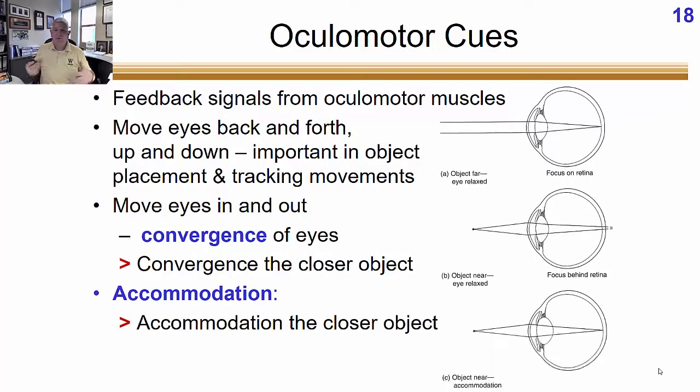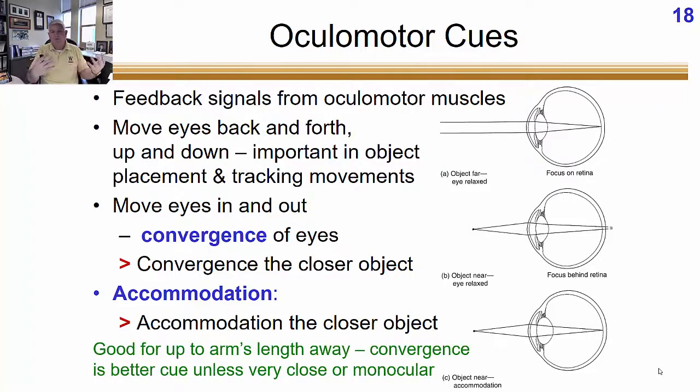You remember when we talked about accommodation. Accommodation is another ocular motor cue. So not only do our eyes converge, but we have to fatten that lens so that we can keep the image focused on our retina, right? So convergence and accommodation are good cues, but they only work for objects that are about 3 to 4 feet away from us. After that, there's not enough movement that we can detect those signals.